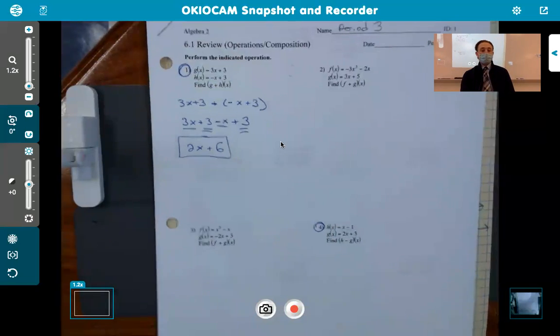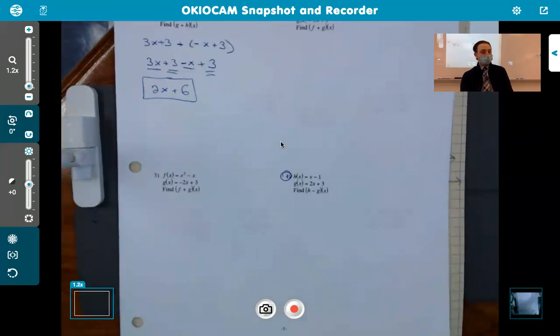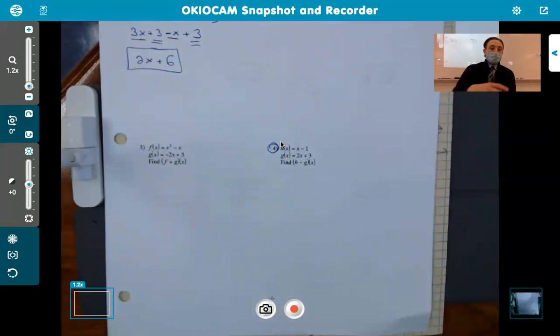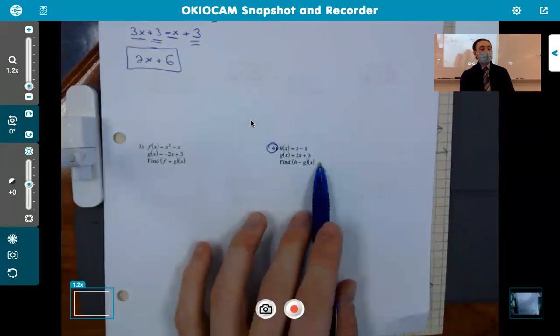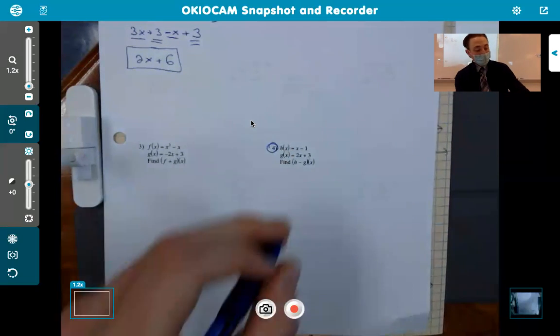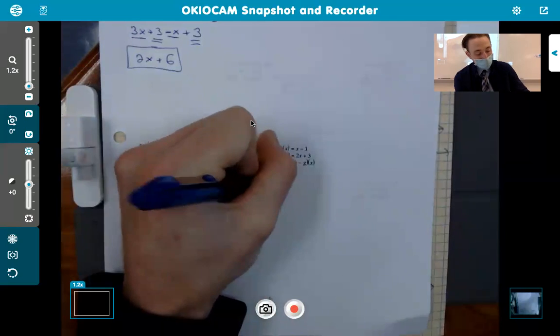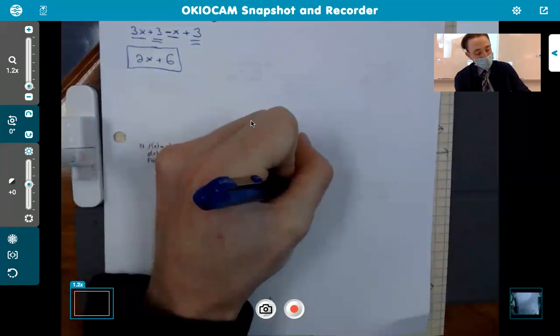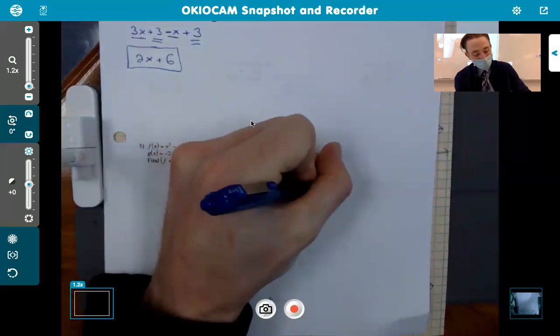Let's jump down to example 4. Now I'm taking those two functions and subtracting them, okay? So I have h minus g of x, and that's kind of the notation that you'll see for a problem like this. So I have x minus 1 minus 2x plus 3.